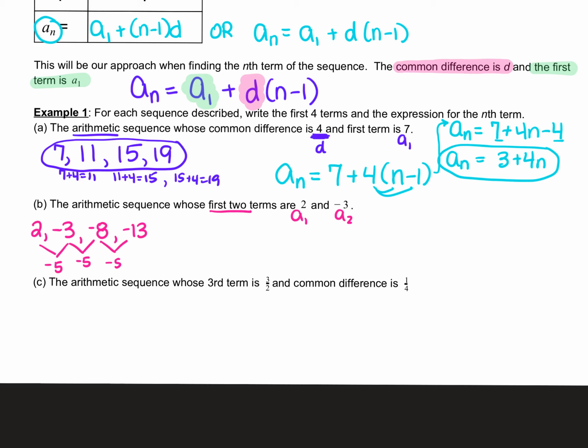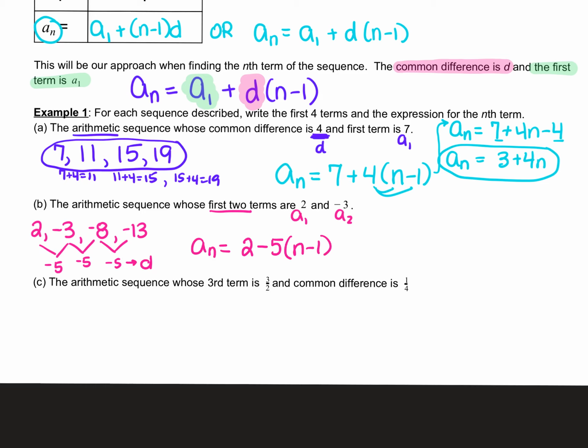Now, if I want to write the expression using our formula that we wrote up here, I need to know what the common difference is. I know what A1 is, and I wasn't explicitly given the common difference. However, I know A1 is 2. This number that we figured out that we're subtracting every time, that's actually d. So we can write our expression for our sequence. We could say a sub n equals the first term, a sub 1, which was 2, plus d. Now this time d is negative, so minus 5 times n minus 1. That's one way to write it.